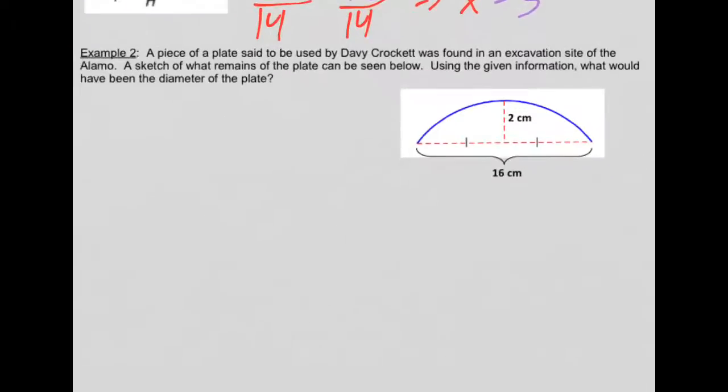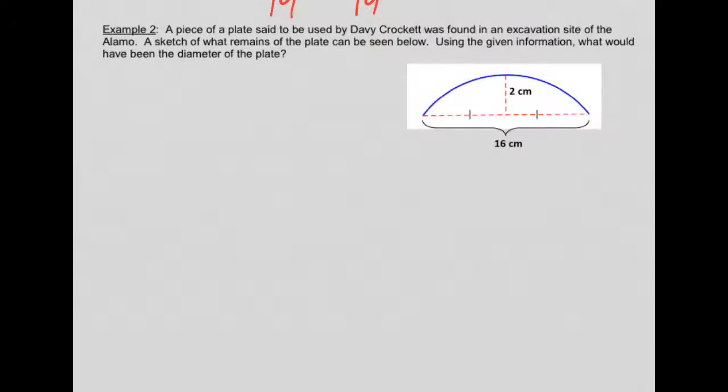All right, let's take a look at example number 2. It says a piece of plate said to be used by David Crockett was found in an excavation site in the Alamo. A sketch of what remains of the plate can be seen below. Using the given information, what would have been the diameter of the plate? So we're looking for diameter first of all. I want to write down what we're looking for.